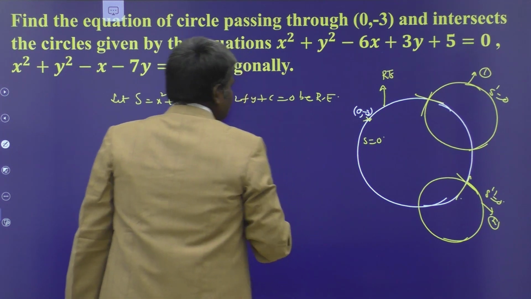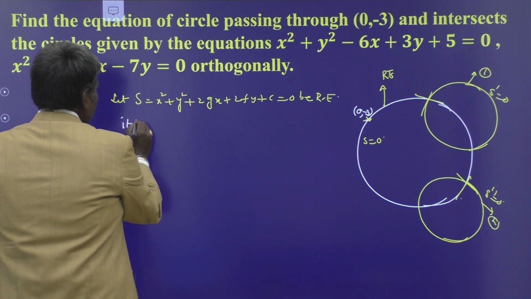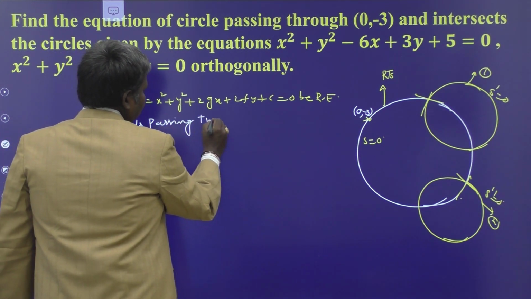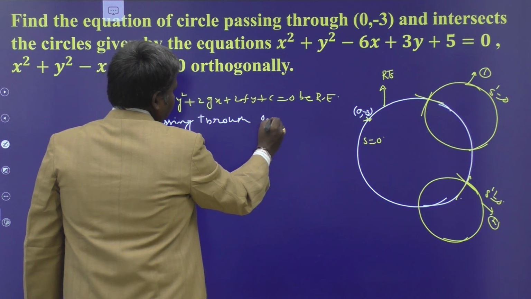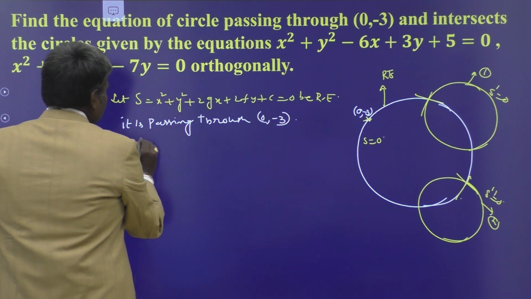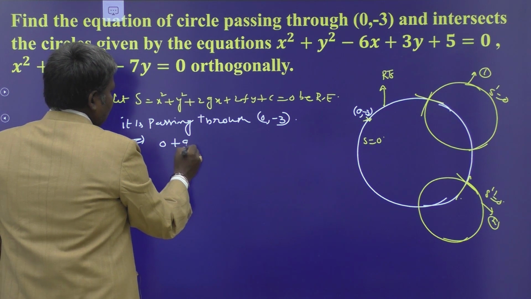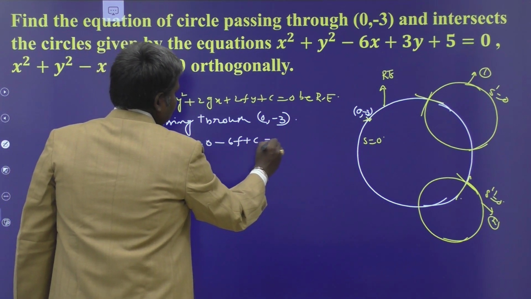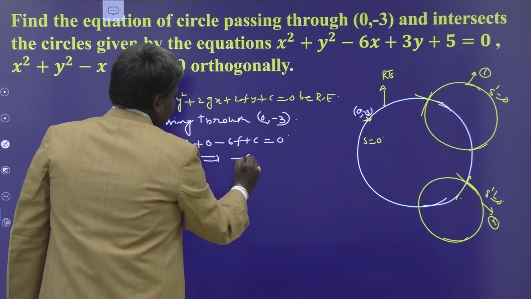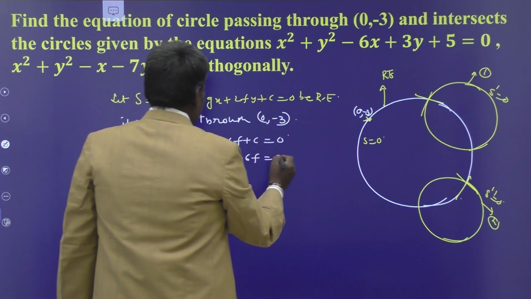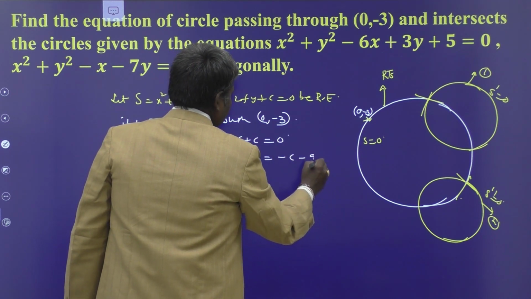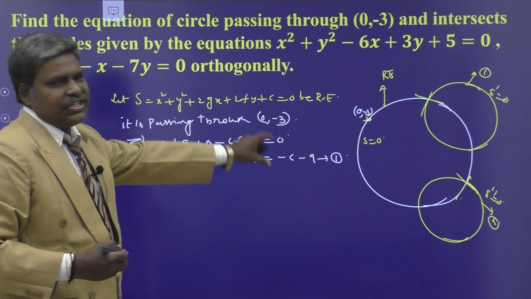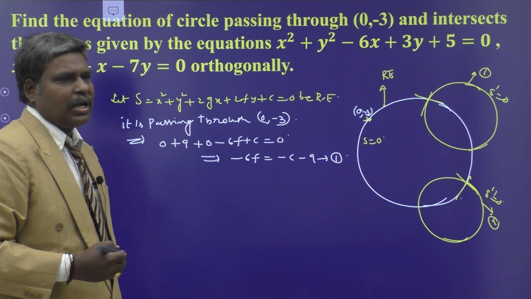Now this is passing through 0, minus 3. Just to substitute the point, we have 0 plus 9 plus 0 minus 6f plus c is equal to 0. Implies minus 6f is equal to minus c minus 9. This is equation number 1. So first condition is applied. This is passing through the point 0, minus 3.